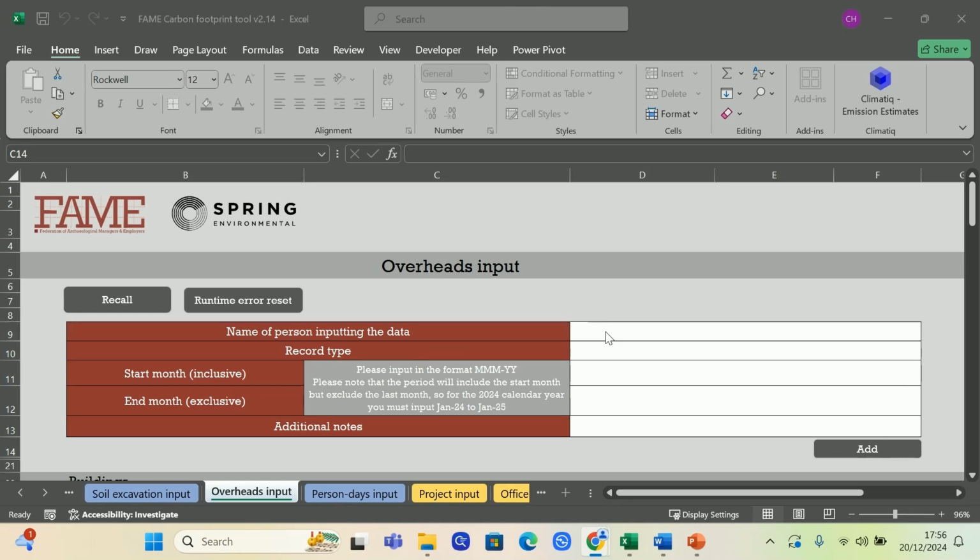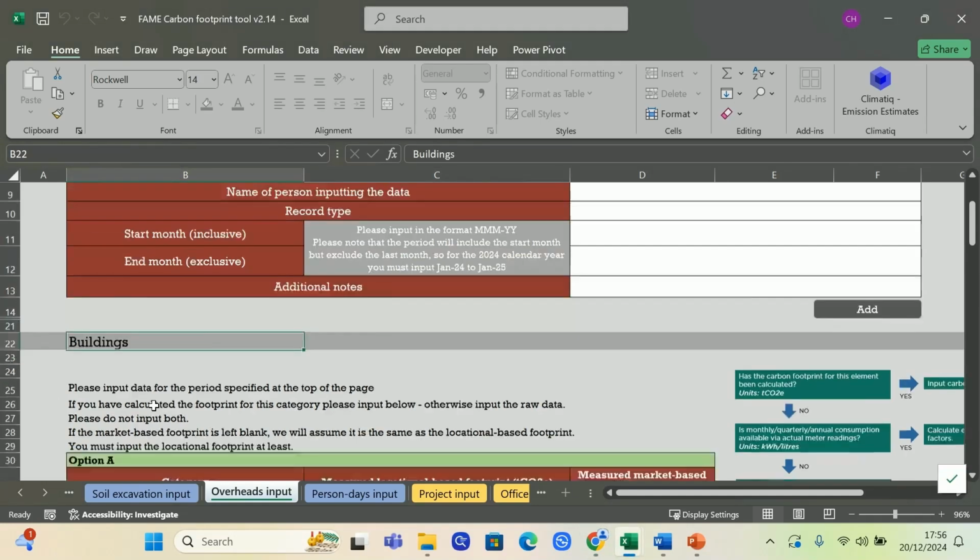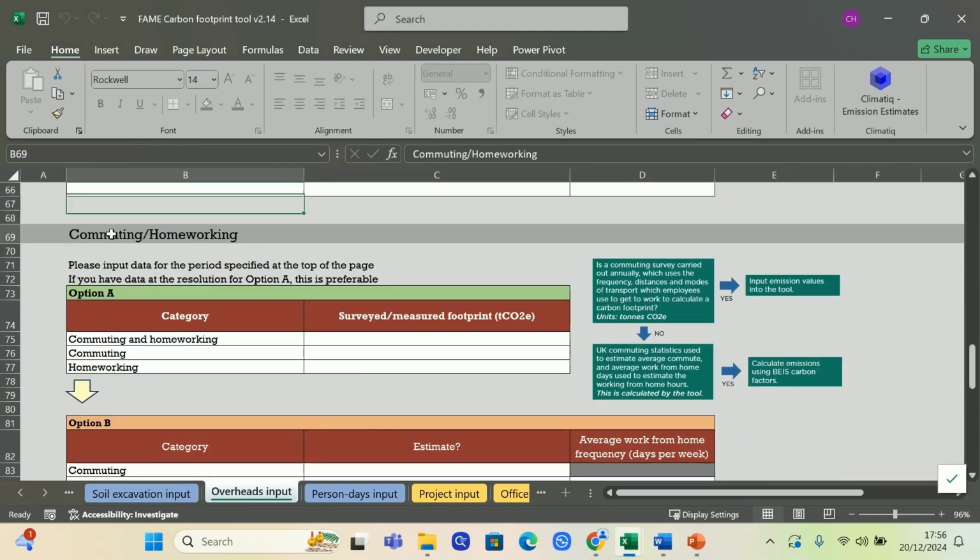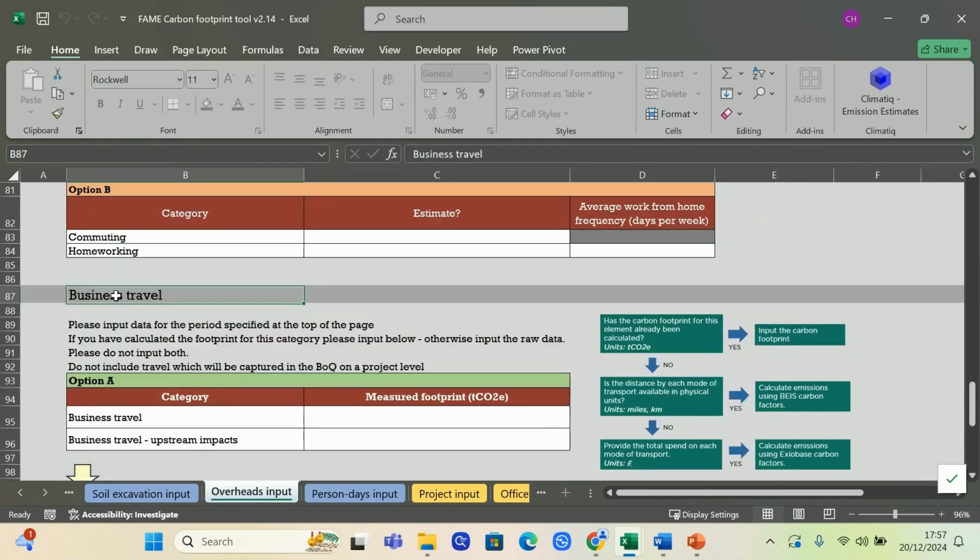Based on this 1% cut-off, we have excluded some greenhouse gas reporting categories based on the corporate carbon footprints from 2 of the largest FAME members. So, taking this into account, the tool only requires data for the following categories: buildings, commuting, and overhead business travel.